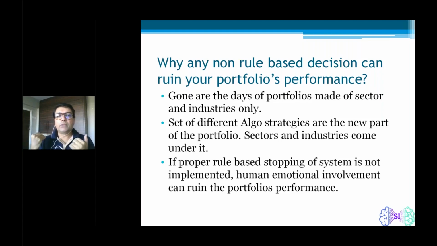So if a proper rule-based stopping system is not implemented, emotional involvement can ruin the portfolio's performance. It has happened in the past that, if you have a set of algo trading strategies, assuming there might be 10 strategies, out of which about 4 or 5 or maybe 3 strategies are performing excellently, or they are contributing the most in the portfolio, right?